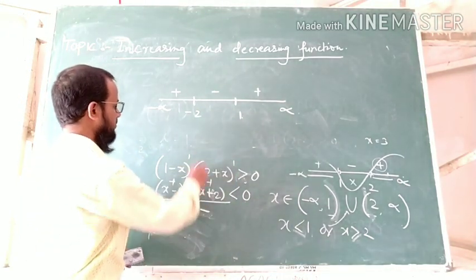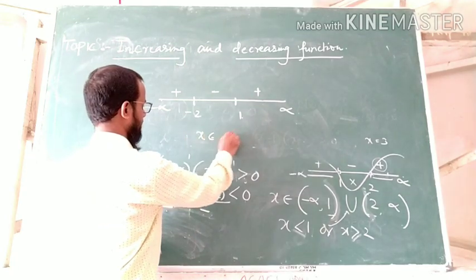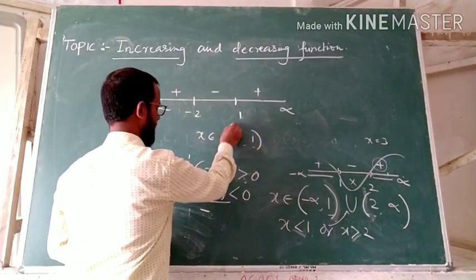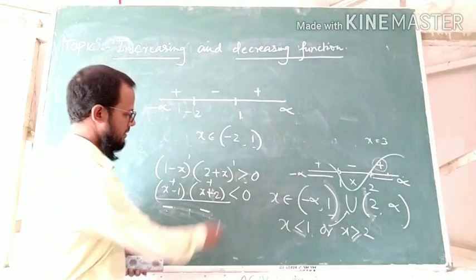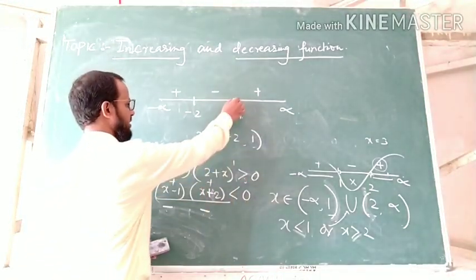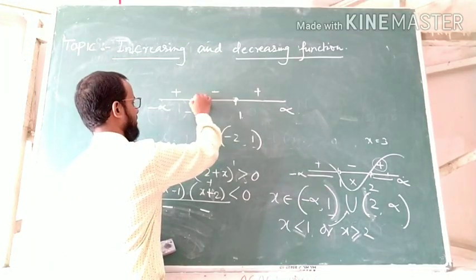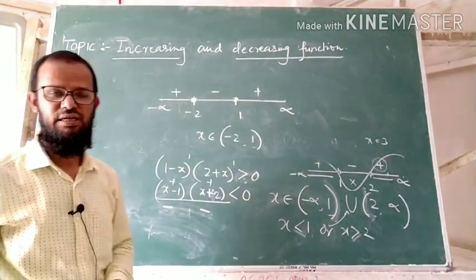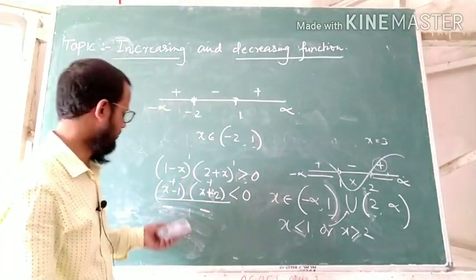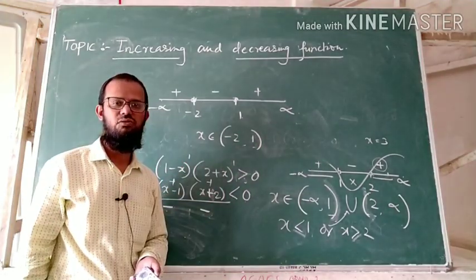So आप क्या करेंगे, उसका सोल्यूशन सेट x belongs to what, -2 to 1. And this is an open interval because there is no equality. So this is an open ball, this is an open ball. वहाँ में क्या होगा, ओपन सर्कल हो जाएगा, क्लोज सर्कल नहीं होगा. ठीक है. तो finally what happened, your solution set will be x belongs to (-2, 1).